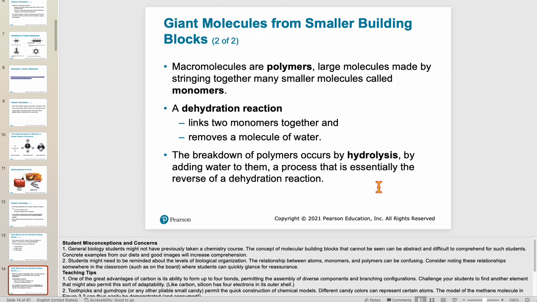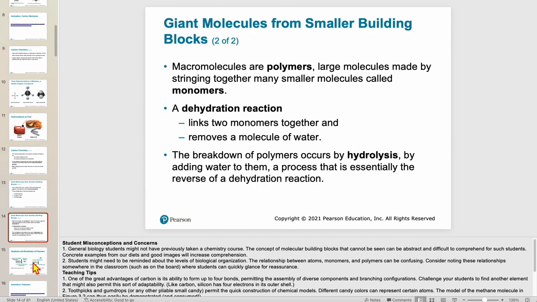So we're going to see a picture of these two in a moment. So polymers are made by dehydration, and polymers are broken apart by hydrolysis. Okay, so that slide's important.